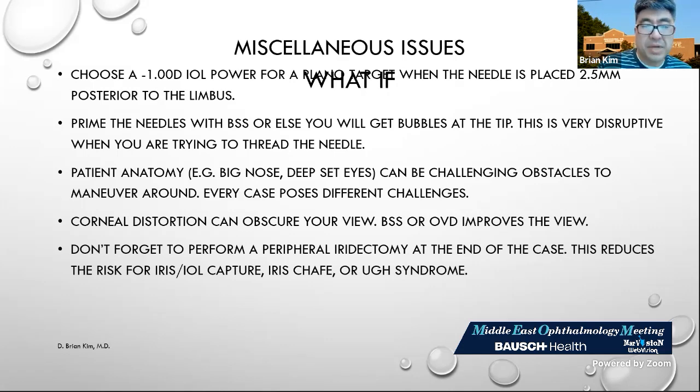And you always want to think about patient anatomy whenever you're doing these difficult cases. If you have a lot of corneal distortion, put some BSS or OVD on the cornea to help your view. And remember to place a peripheral iridectomy at the end of the case.